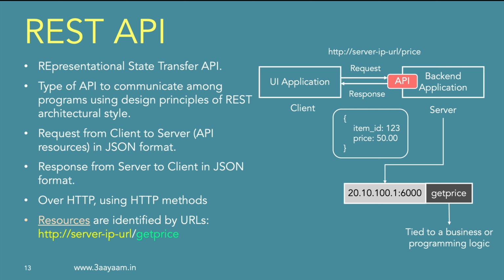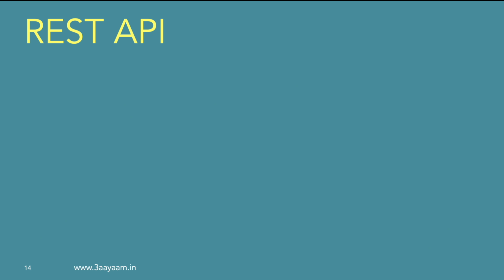And this get price word that you see that we send to the server from the client is tied to a business or programming logic in the service or the server. So whenever we call this API, certain business or programming logic, which is tied to this particular endpoint, that is get price or the API, would be executed. Let's try to understand it better using animation.